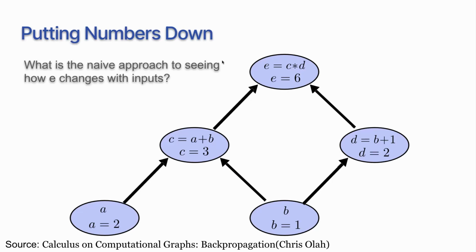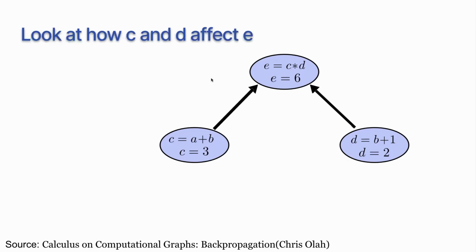But what I want to motivate here is what you could do is you can change A to like 2.1, 2.2, and see how E changes. Or you can change B to like 1.1, 1.2, and see how E changes.